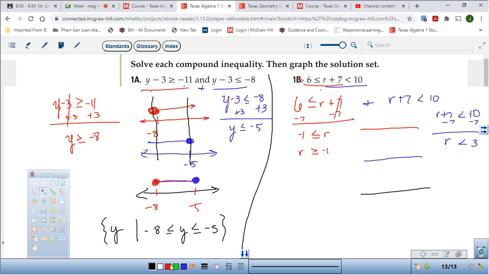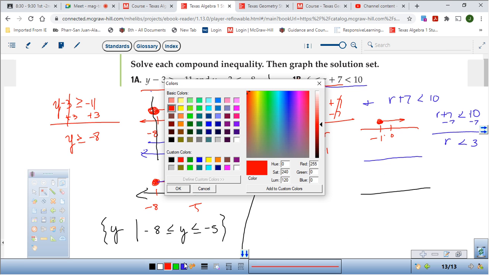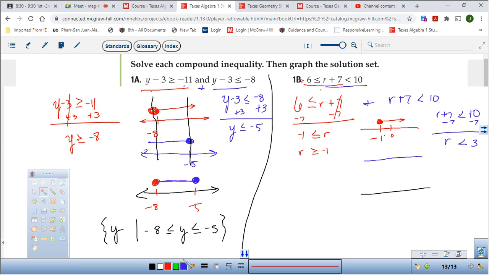Now we put the numbers where they go. Negative 1 would be around here, and I'm going to the right, shaded in. Zero would be around here. 3 would be on the right, and I'm going to the left, not shaded in. Okay, final answer would be both.